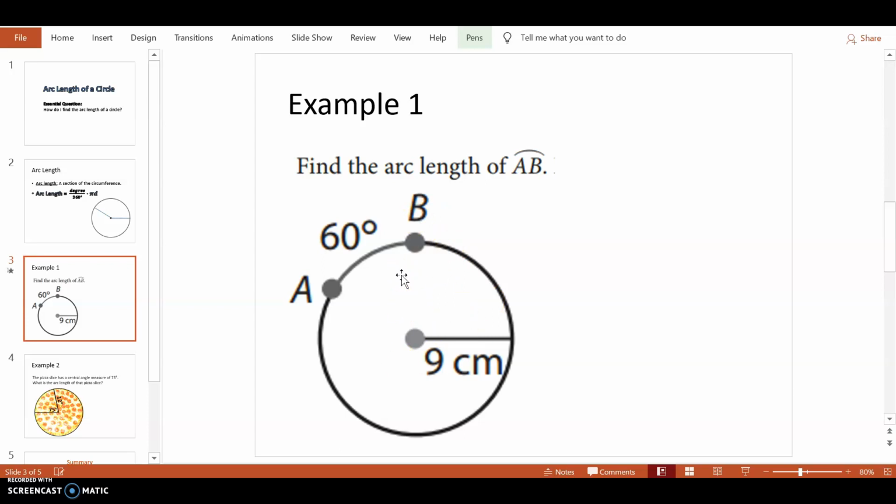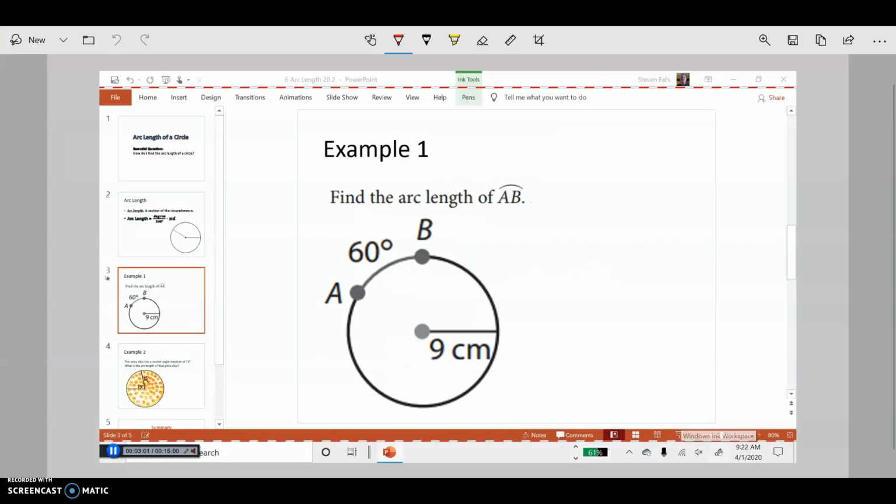It says we're going to find the arc length of AB. Okay, no problem. So AB is this arc length right there. We want to find out what that length is. All right, so we need to know two things. Okay, let's use our formula. So our formula, like on the previous page, was arc length. I'll just say, so arc AB is going to be equal to, and then let's use our formula, which was pi times diameter times some angle theta over 360.